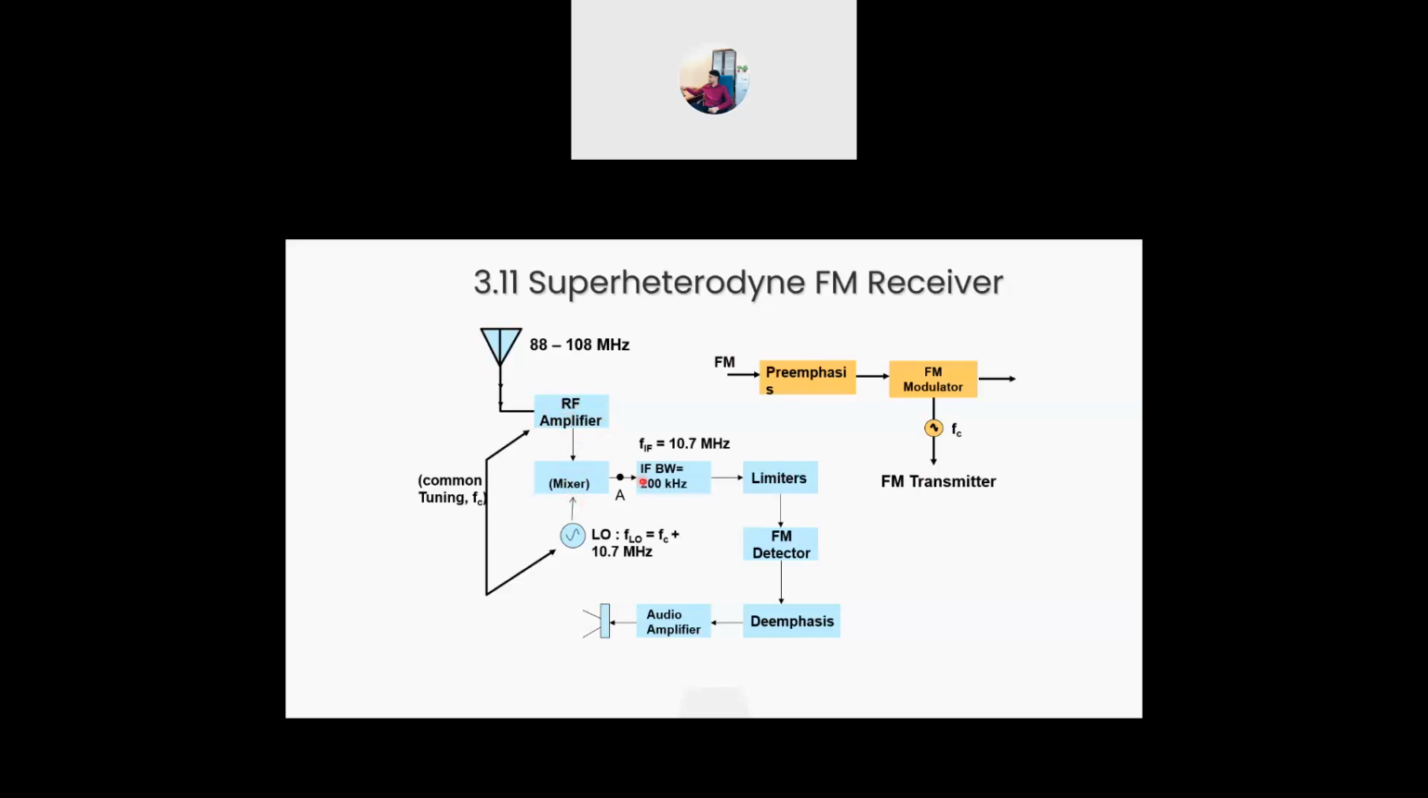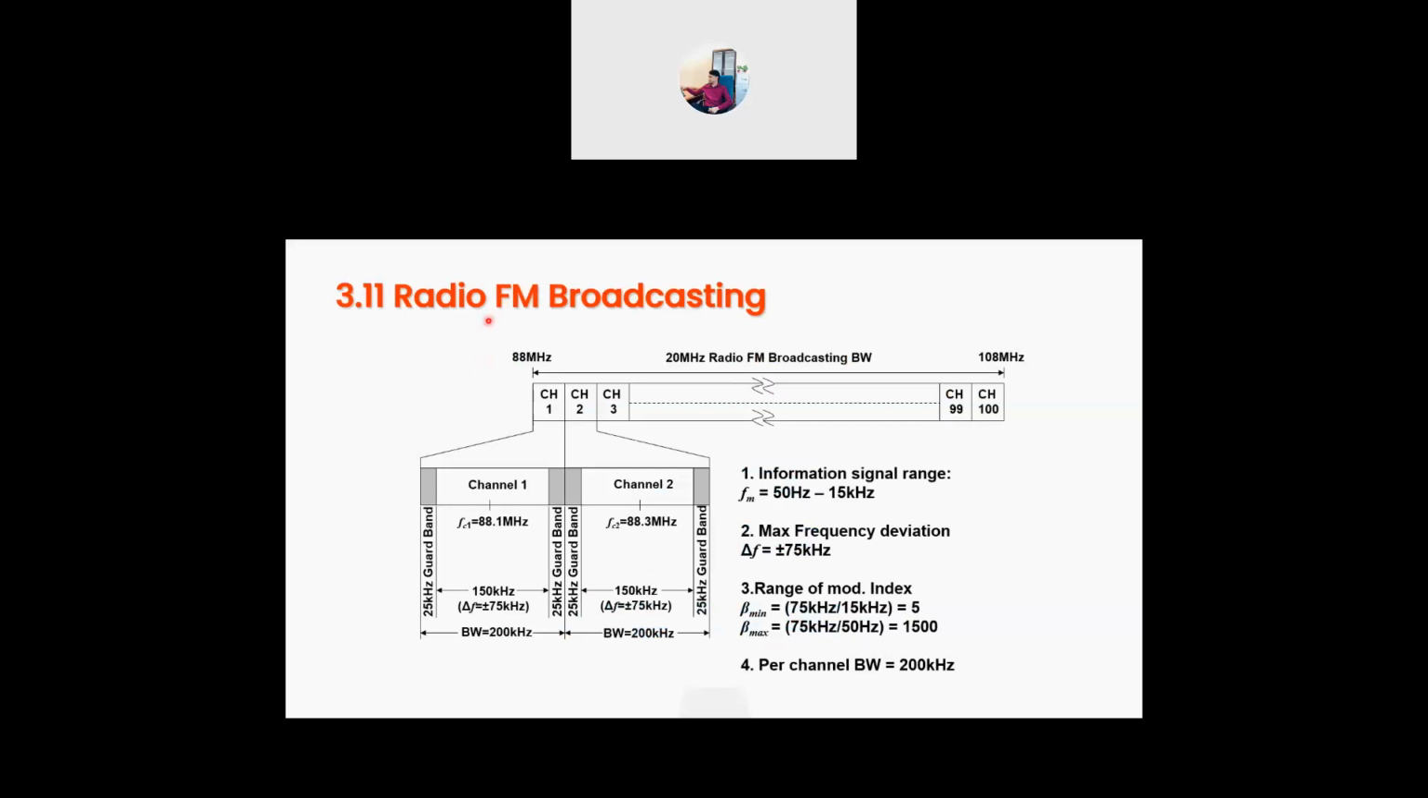Then we have the mixer and IF, our intermediate frequency bandwidth of 200 kilohertz. Then we have limiters and our FM detection circuits. And here we have our de-emphasis, which does the mirror operation of the pre-emphasis. Only then do we go to the audio amplifier. We amplify the audio signal that we receive back, whatever was transmitted, we process it and then we generate it back. So this is radio FM broadcasting.